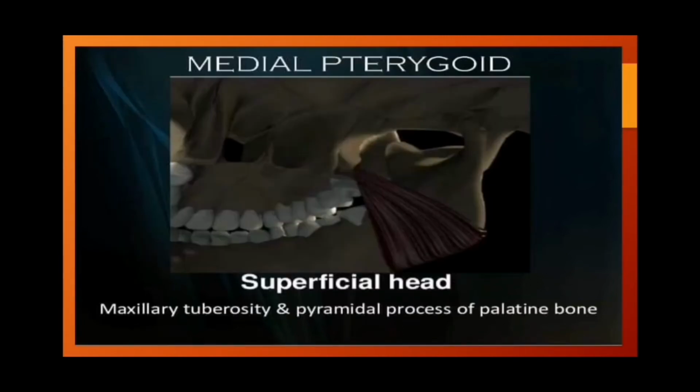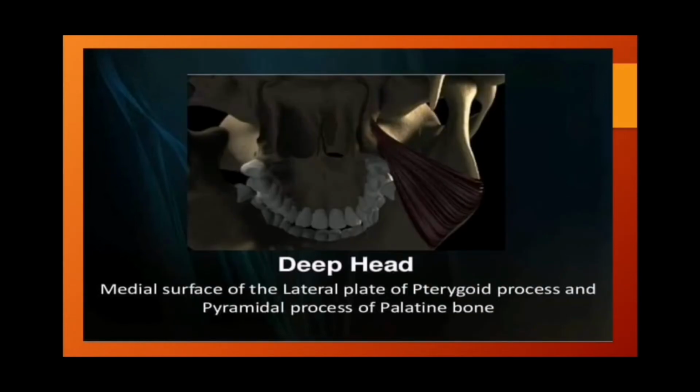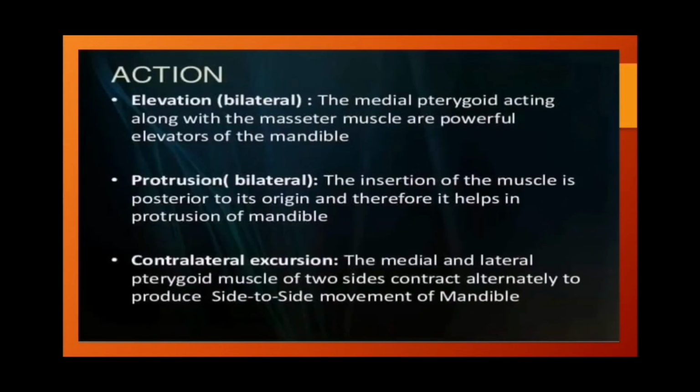Medial pterygoid muscle. The superficial head originates from the maxillary tuberosity and pyramidal process of the palatine bone, and the deep head from the medial surface of the lateral plate of the pterygoid process and pyramidal process of the palatine bone. Action of the medial pterygoid. Elevation, bilateral: the medial pterygoid acting along with the masseter is a powerful elevator of the mandible. Protrusion, bilateral: the insertion of the muscle is posterior to its origin, and therefore it helps in protrusion of the mandible. Contralateral excursion: the medial and lateral pterygoid muscles of the two sides contract alternately to produce side-to-side movement of the mandible, as in chewing.